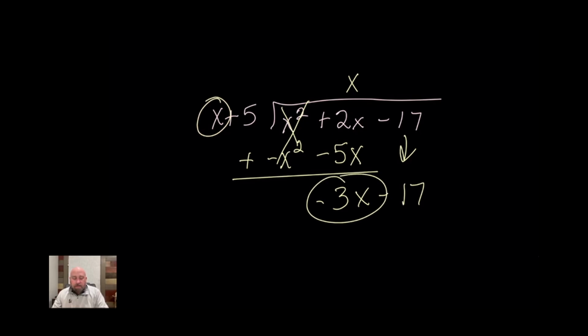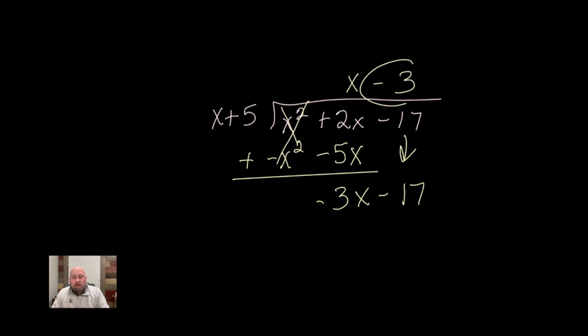X first into first, okay? So x goes into negative 3x how many times? It goes negative times because this is a positive up here, and this is a negative down here. So it's going to go negative 3 times. And so now we multiply.